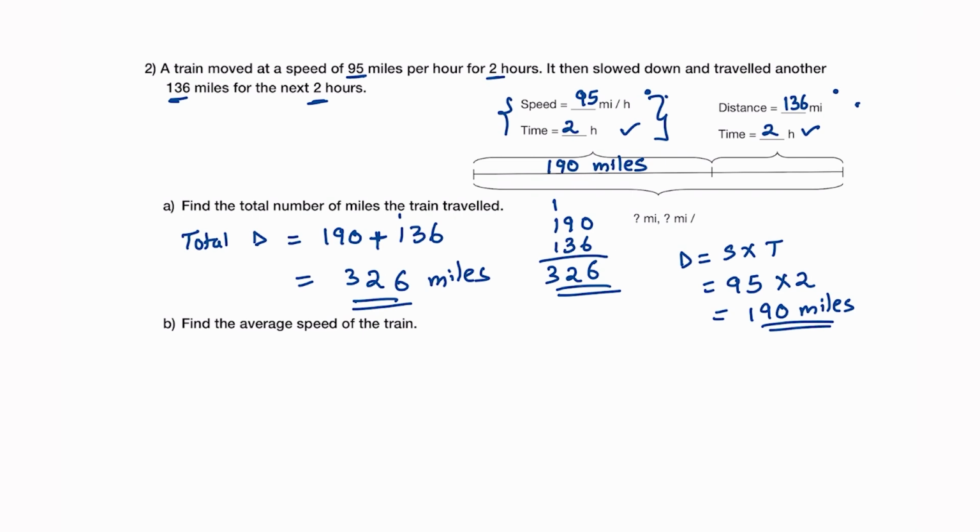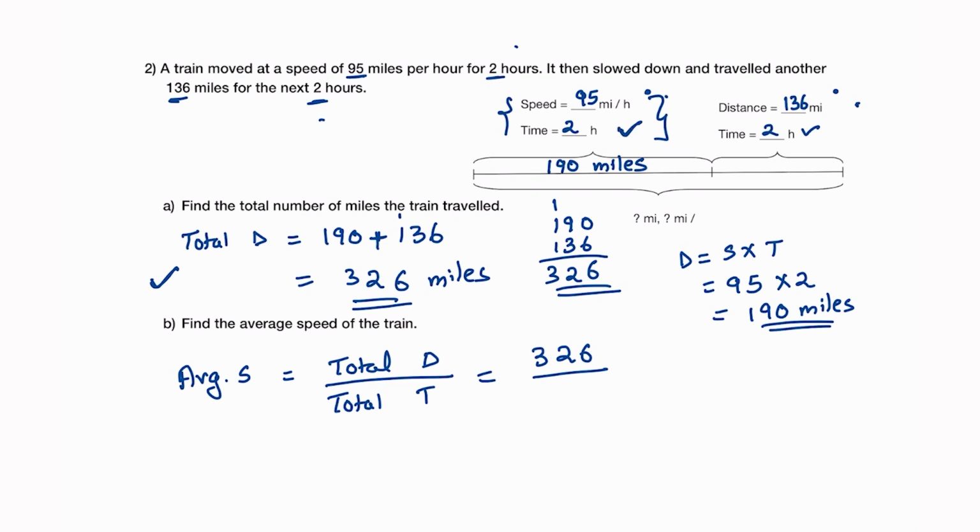Next part, find the average speed of the train. Now, as we did in the previous question, for average speed, we need total distance and we need total time. Do we know the total distance? Yes, we know from here. That's 326 miles. And the total time, 2 hours, 2 hours. Here also you have it, 2 hours, 2 hours. So that's 4. And we divide now.